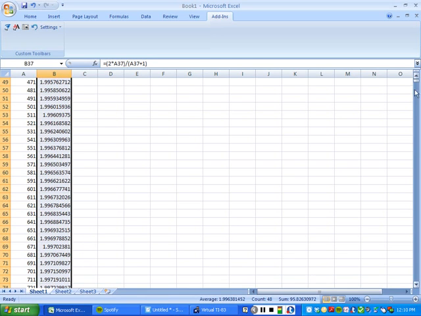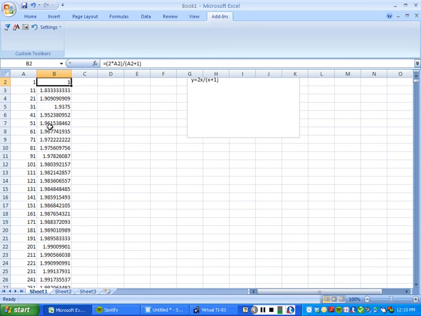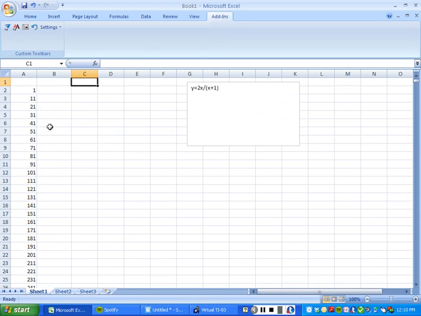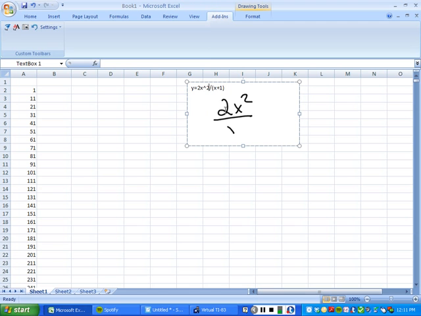And what would cause that to occur? Well, what causes that to occur is something like this. What happens if instead of having 2x, we have 2x squared? Okay? So what we have then is something that looks like this. 2x squared over x plus 1. What happens with that? Let me show you.